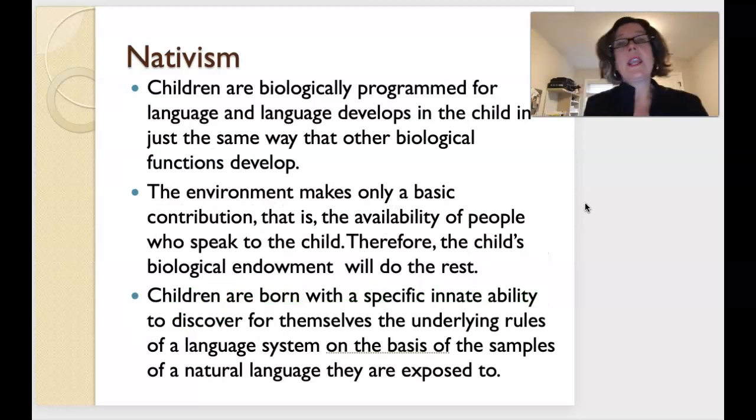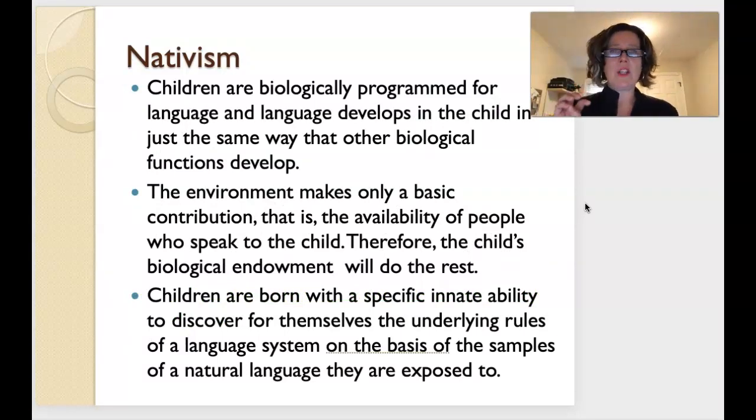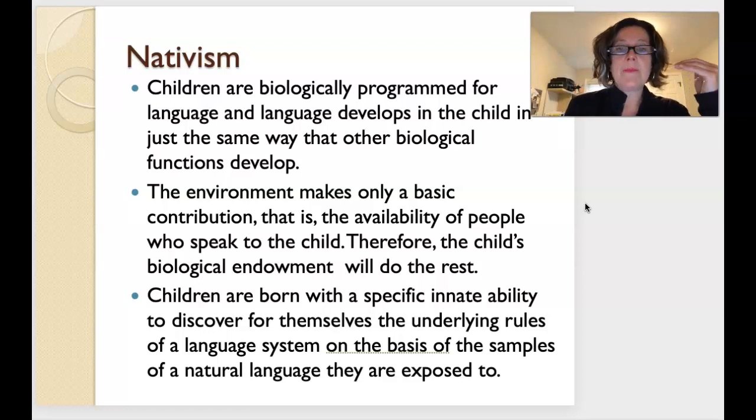Okay, here, and I'm sorry this is so wordy, but I wanted you to have this because nativism takes a little bit to get your head around. So basically, children are biologically programmed for language, and language develops in the child in just the same way that other biological functions develop. So nativism says children are biologically ready to learn language. The environment makes only a basic contribution. So unlike behaviorism, it only makes a basic contribution, that is, the availability of people who speak to the child. Therefore, the child's biological endowment will do the rest.